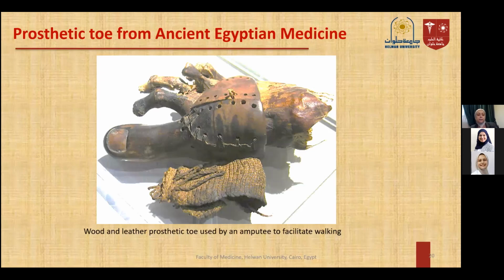So let's have a short break. This is a prosthetic tool from ancient Egyptian medicine. This is the foot of a mummified ancient Egyptian who had been amputated, and they replaced it with this wood and leather prosthesis. What about today?